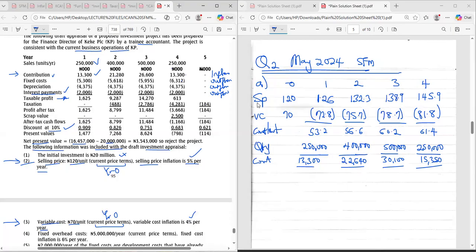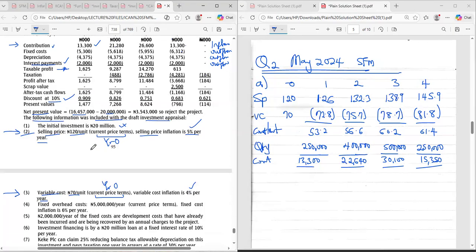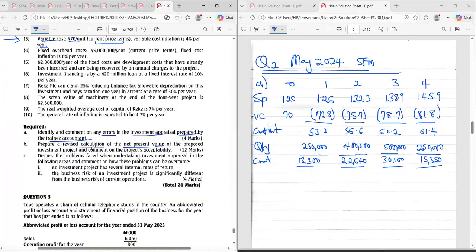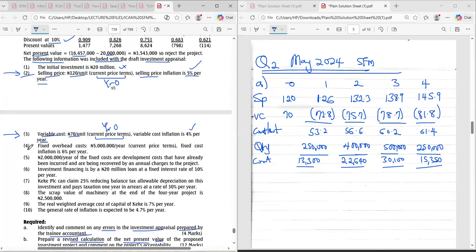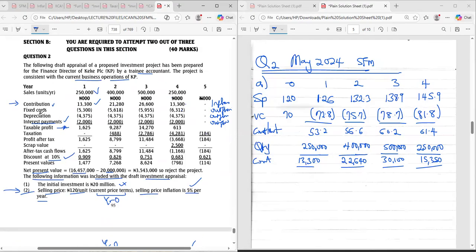Are we good to go? The rest are wrong, that's what I mean. Okay, so we are done with the contribution part. Makes sense. All right, now let's continue. So let's move to item number 4, which is fixed overhead cost, and it marries with the fixed cost that this guy used.